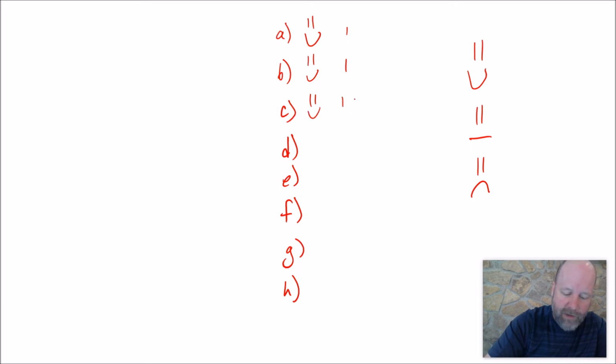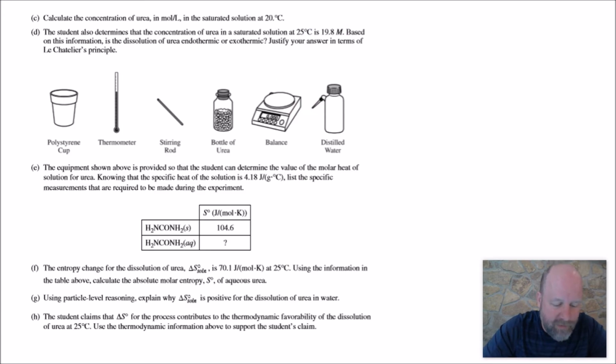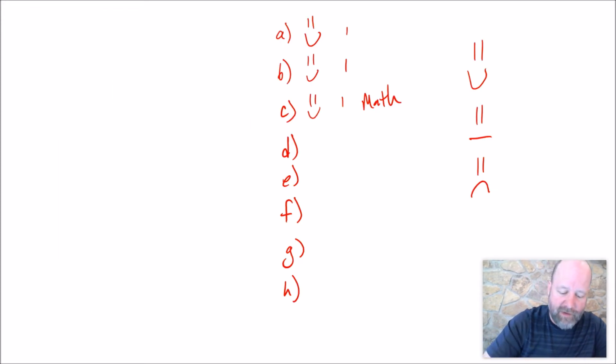And I would write probably 1 point, and I would write math on there. Just remember that's the math one. And the math one sometimes might take a little longer, so it's good to know where those are. D, the student also determines the concentration of urea in a saturated solution at 25 degrees Celsius. So we're going to need C, because we're going to be comparing this to what we got in C to find out if it's endothermic or exothermic. It doesn't seem very difficult, maybe a meh or a smiley face, depending. Looks like 1 point, but you also need to write down this needs C.